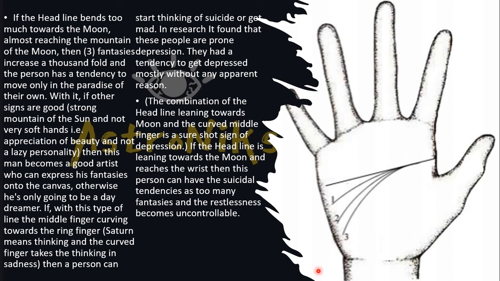So if the fantasies will increase a thousandfold, the person will have a tendency to move only to a paradise of their own. They are the people who imagine a lot. So these people will be very fearful of something. And the sign will be good if they have a strong Sun and a very soft hand, so people will be good in artistic nature.